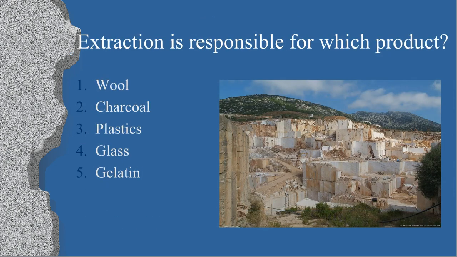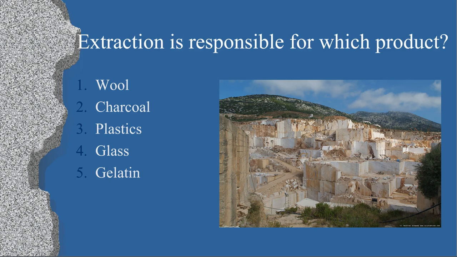All right, your next question is, knowing all of the things that we know, extraction is responsible for which of the following products? Well, wool seems obvious. That comes from animals, right? Sheep in particular. Gelatin, you may or may not know, is also an organic product. It can be made from animals. It can also be made from plants. Historically, it's made from hooves, just as an aside. So that kind of leaves charcoal, plastics, and glass.